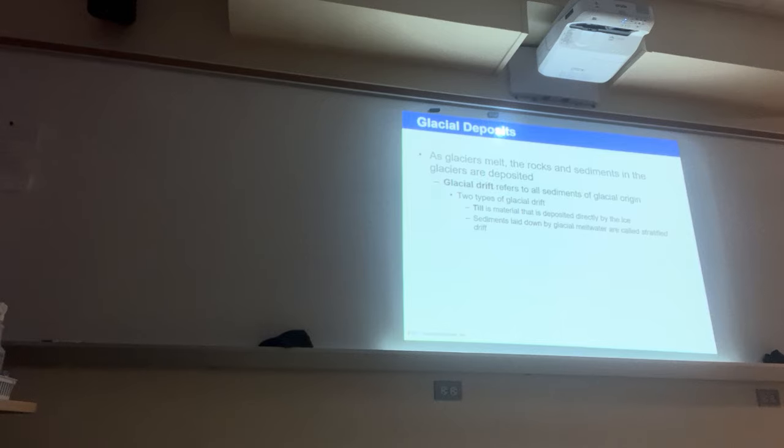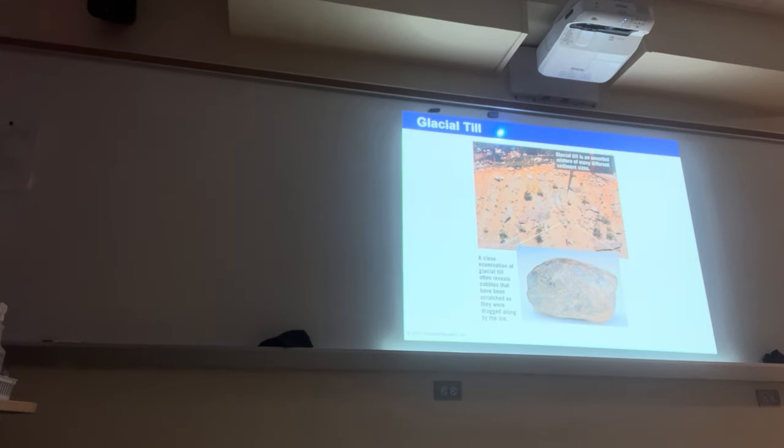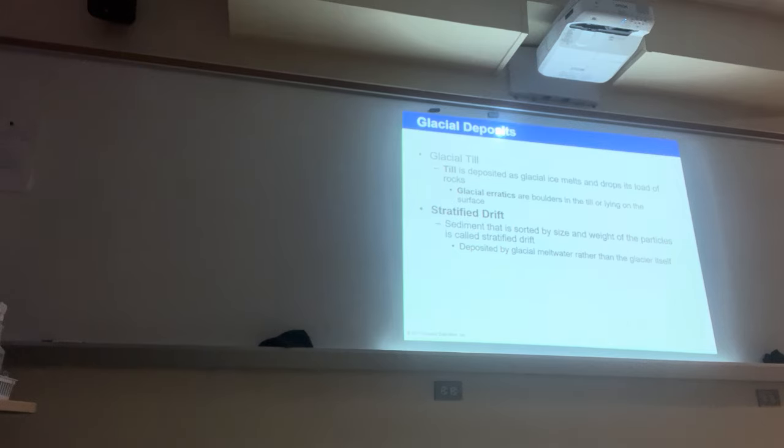But if meltwater, liquid, fluid water, is moving through that till, it would change it into stratified drift because it's going to sort it out with bigger pieces closer to the glacier. So based on this, glacial till is an unsorted mixture of many different sized sediments. A close examination of glacial till can often reveal that the larger pieces are going to have those scratches that we talked about, where they were dragged along the bottom or scratching against other rocks. Till is deposited as glacial ice melts and drops its load of rocks.